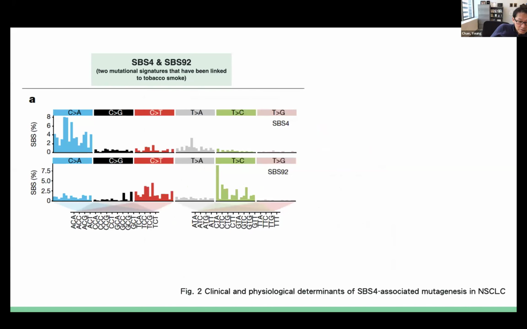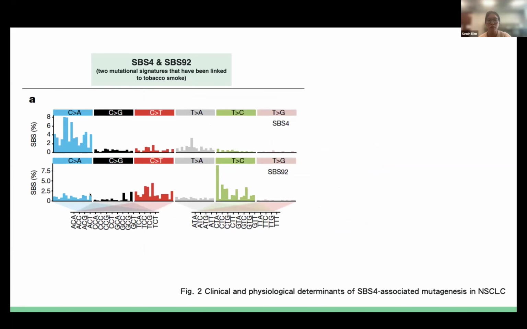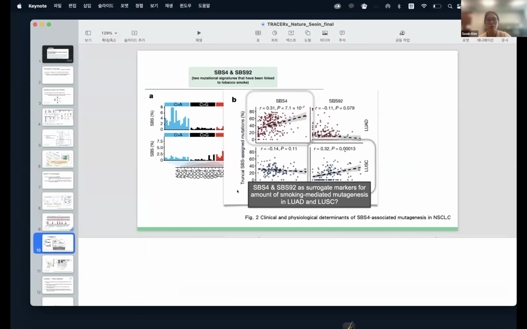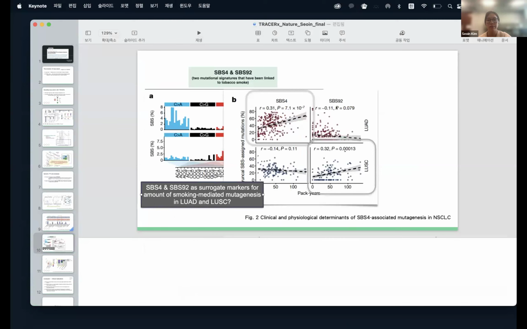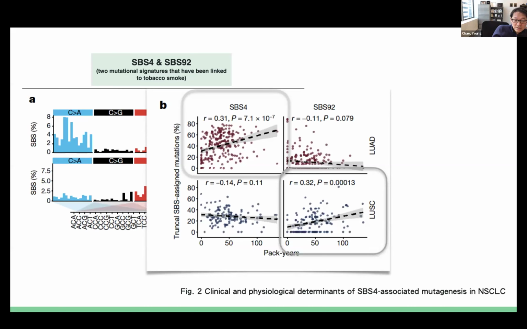So truncal, wait, go back. So truncal SBS assigned mutations. And what is the x-axis? Pack years. As the pack years go up, SBS4 correlates pretty well. Weak. It's weak, I know. Okay, I'm not impressed. It's still weak.